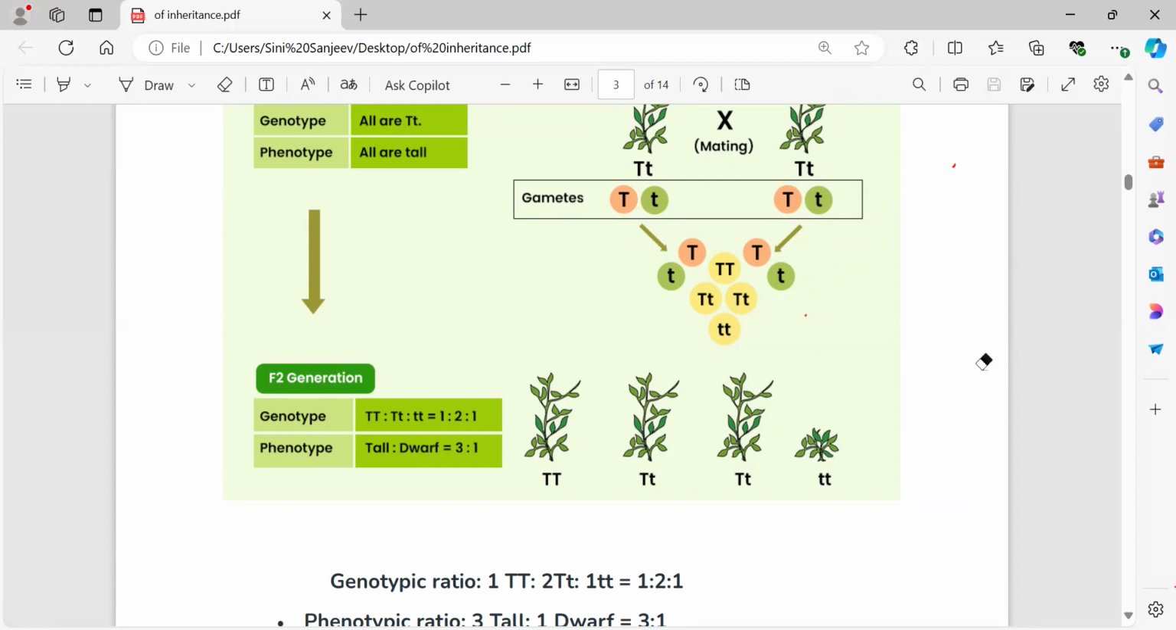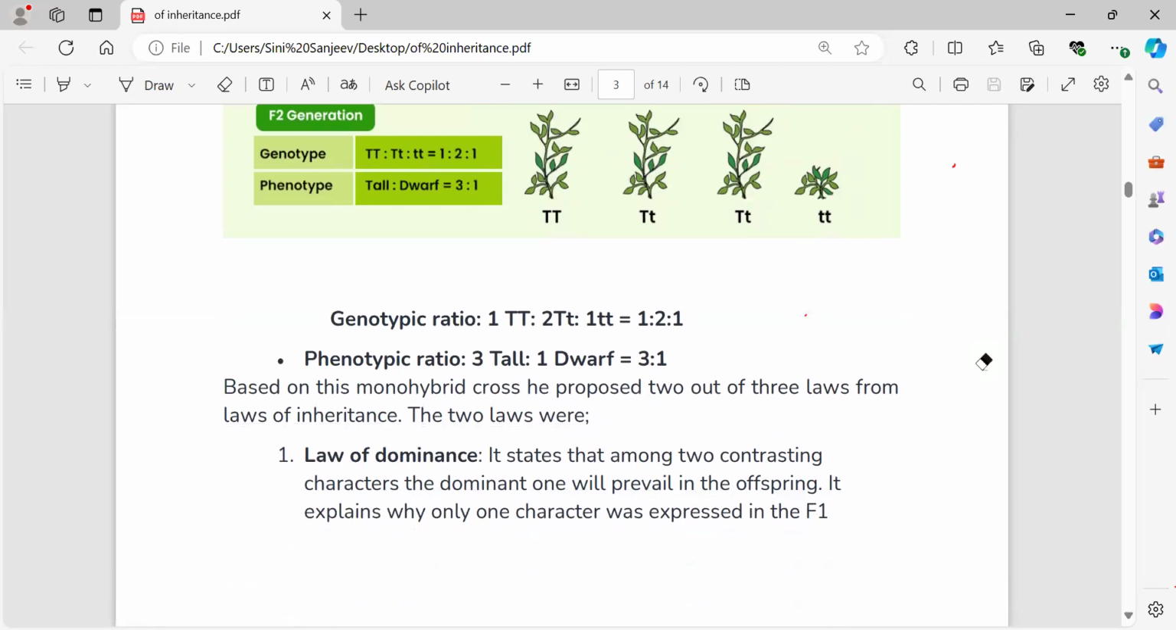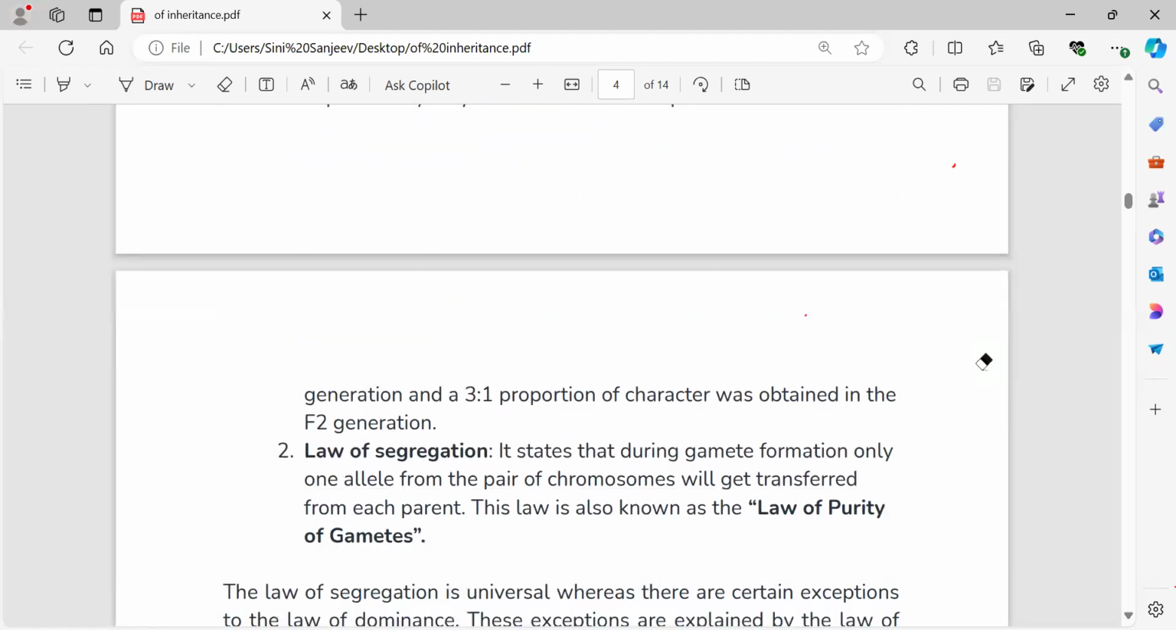Whatever characteristics you are taking, this is what you are going to get. Based on this, the monohybrid cross is the cross made by taking only one contrasting character. Here Mendel proposed 3 laws. He proposed 2 of the 3 laws related to the inheritance of characteristics. What were the 2 laws? The first is called the law of dominance and the second is called the law of segregation.